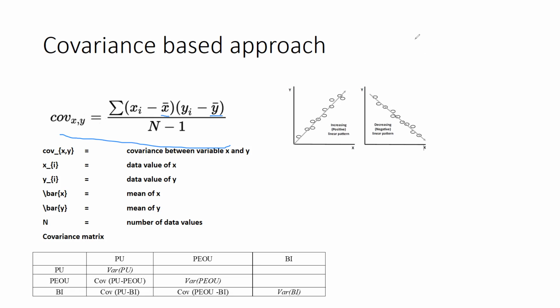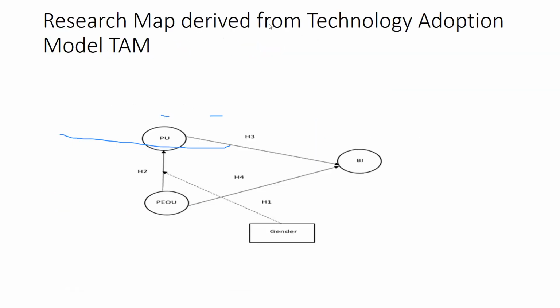To give you an example, let's look at a very simple conceptual map where I have taken three individual constructs: perceived usefulness, which I've denoted as PU, perceived ease of use, and the behavioral intention to buy or adopt a particular technology. So I want to test this using structural equation modeling.